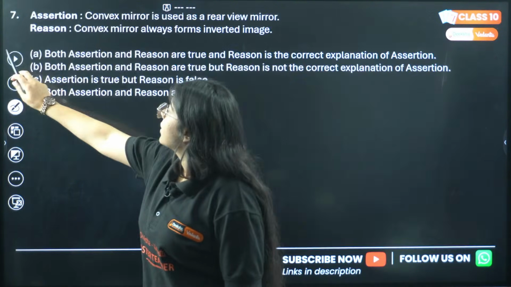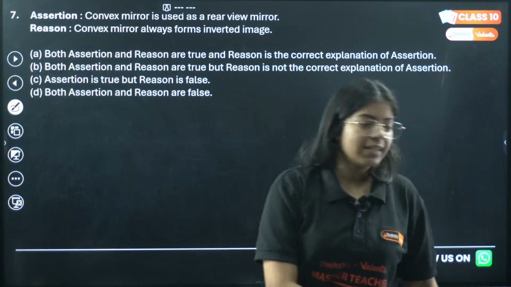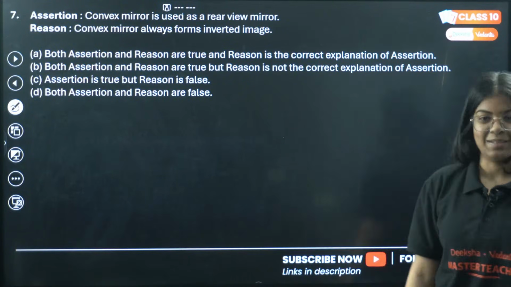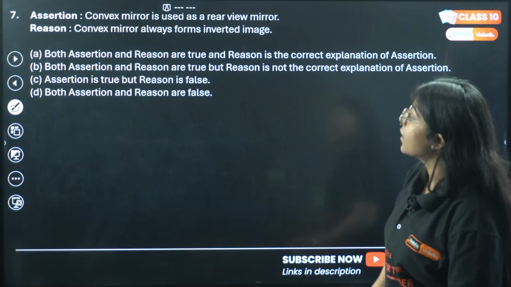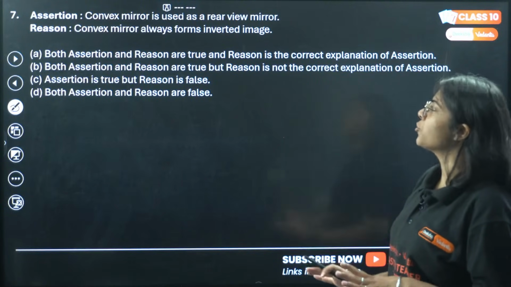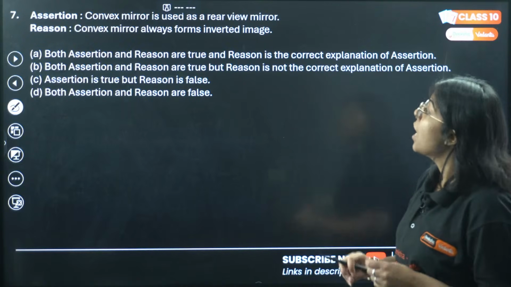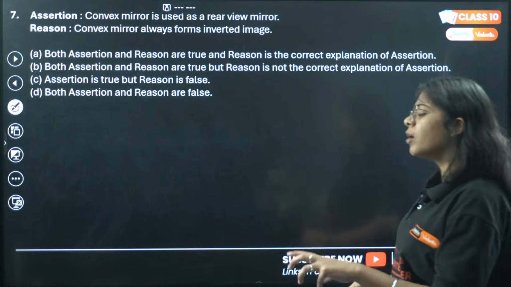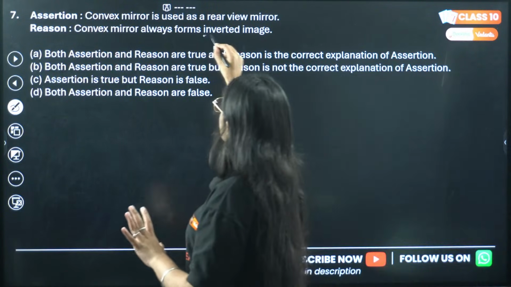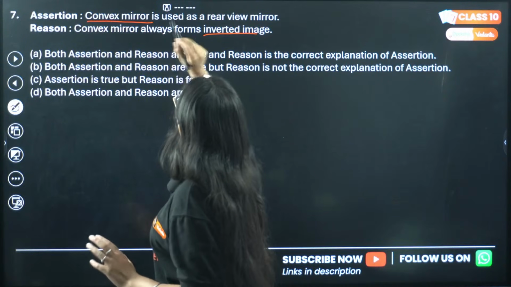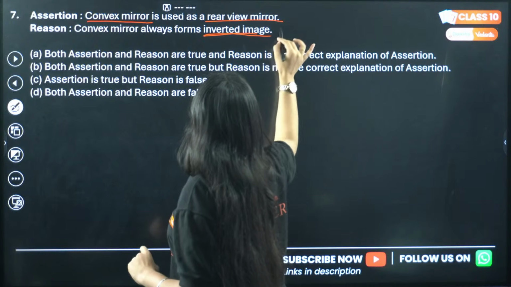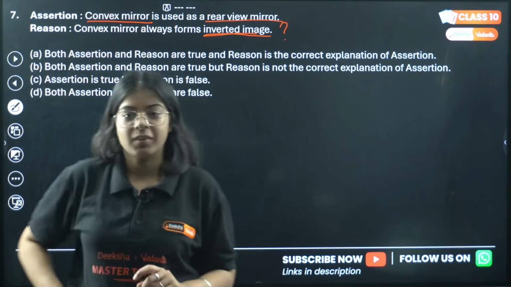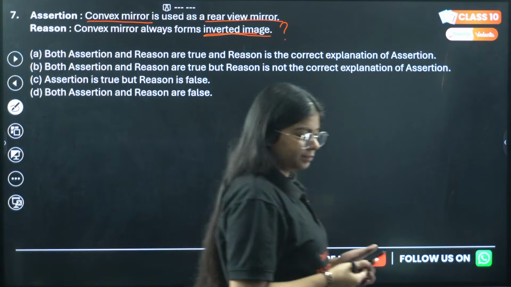Seventh question, yes Radhe, I saw your correct answer. It's an assertion-reason question. Assertion says convex mirror is used as a rear view mirror. Reason says convex mirror always forms an inverted image. They say it is used in rear view because it always forms an inverted image. Is this correct?